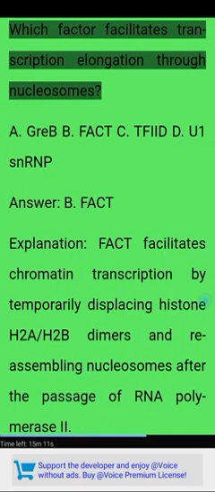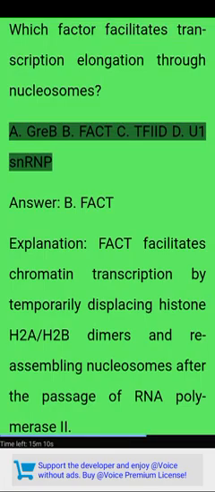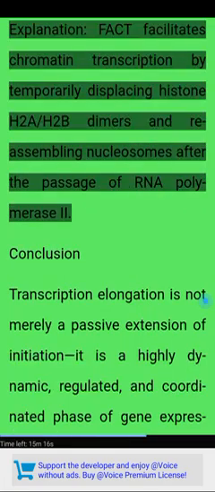Which factor facilitates transcription elongation through nucleosomes? A. GreB. B. FACT. C. TFIID. D. U1 snRNP. Answer. B, FACT. Explanation. FACT facilitates chromatin transcription by temporarily displacing histone H2A-H2B dimers and reassembling nucleosomes after the passage of RNA polymerase II.